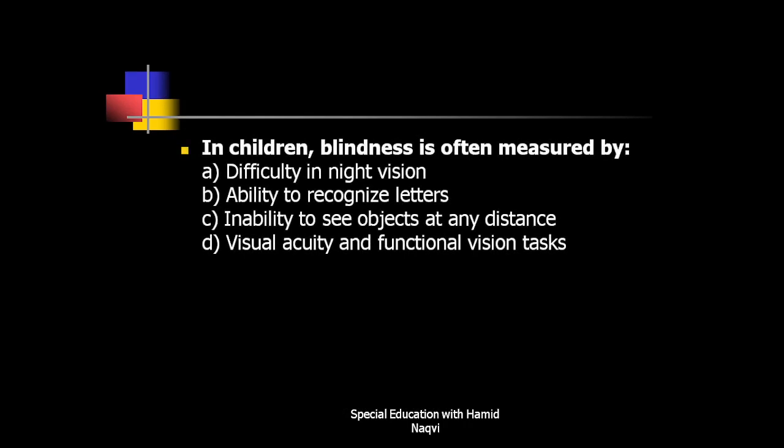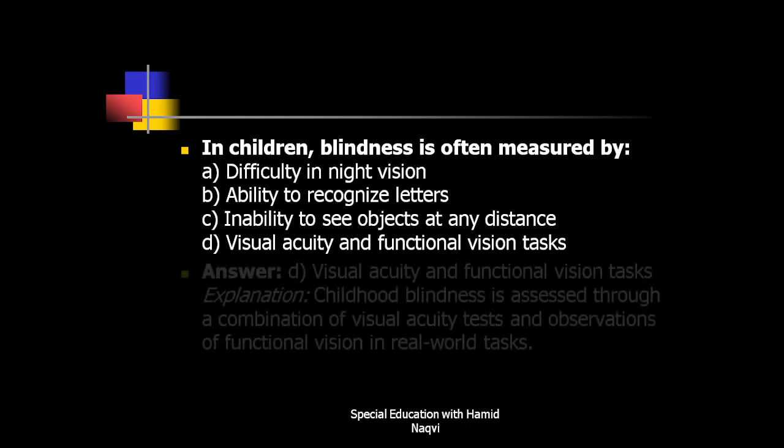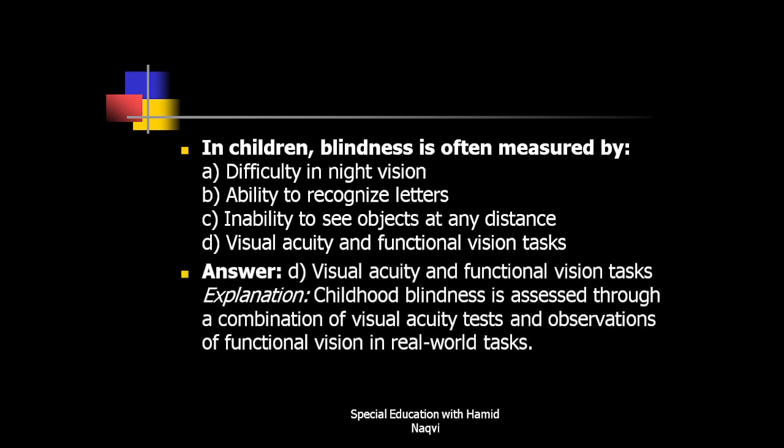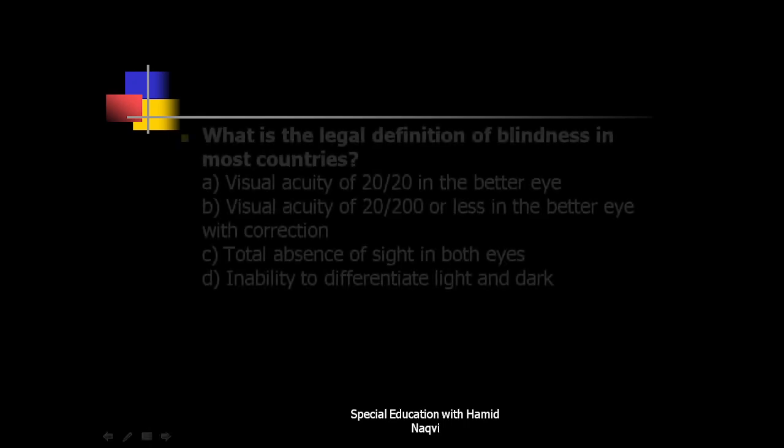In children, blindness is often measured by difficulty in night vision, ability to recognize letters, inability to see objects at any distance, visual acuity, and functional vision tasks. Answer is visual acuity and functional vision tasks. Children's blindness is assessed through a combination of visual acuity tests and observations of functional vision in real-world tasks.